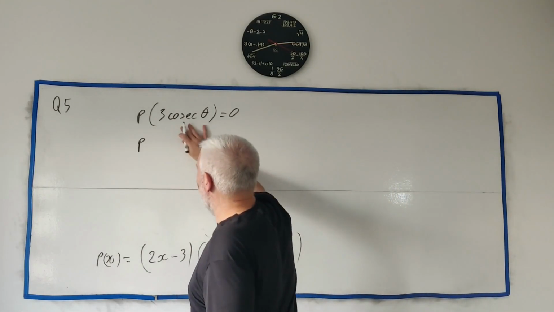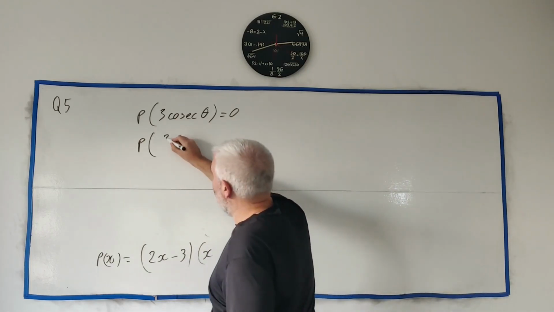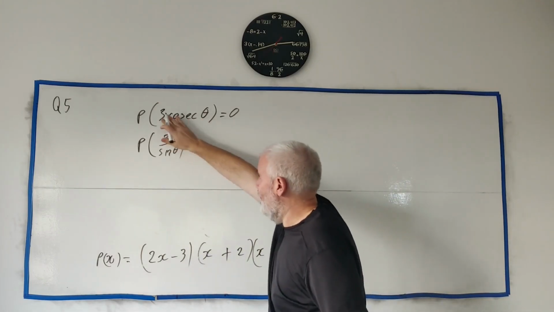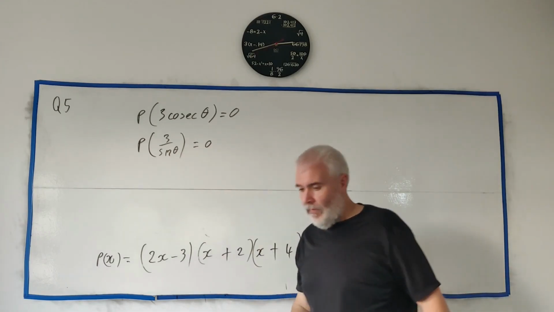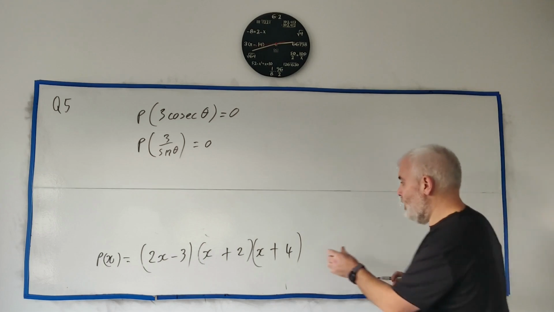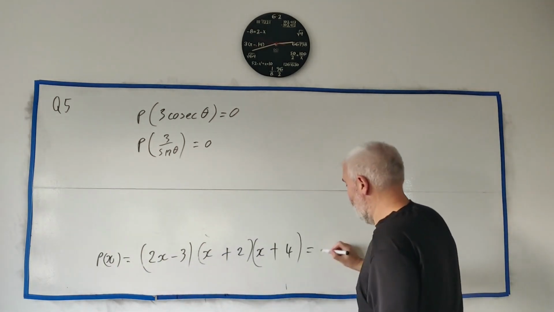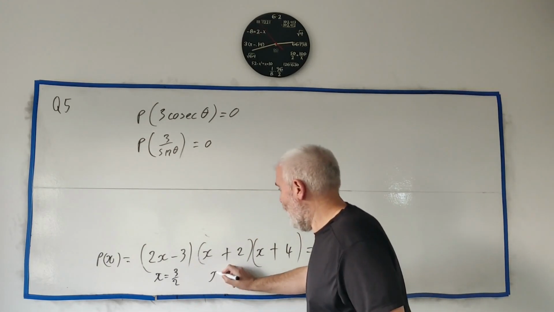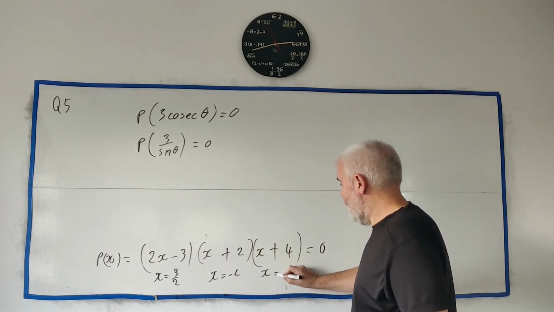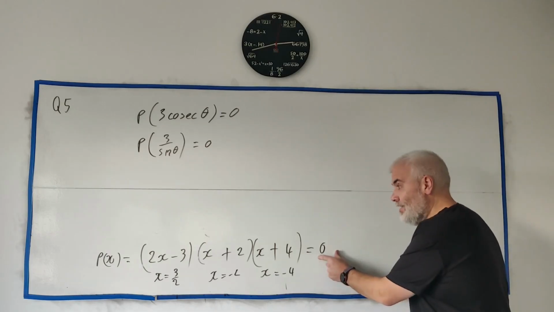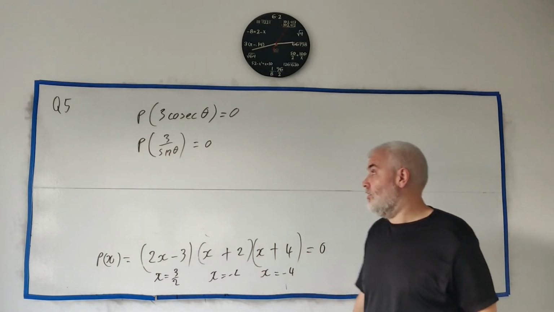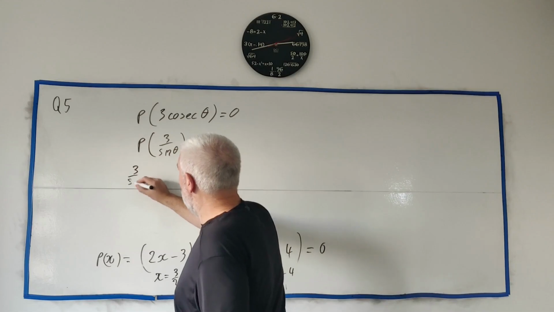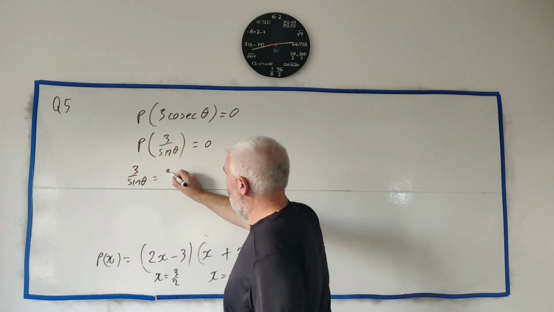Well, let me first just rewrite this. I hate cosec. This is just 3 divided by sine theta. That's all that means. That's 1 divided by sine, and the 3 is still multiplied, equals 0. The equals 0 is the important thing. What happens when p of x equals 0? We have an answer for that. We know x is equal to 3 over 2, or x is equal to minus 2, or x is equal to minus 4. When this equals 0, it's really easy to solve because we factorized it. It just means that this 3 over sine theta, instead of x, is equal to 3 over 2.